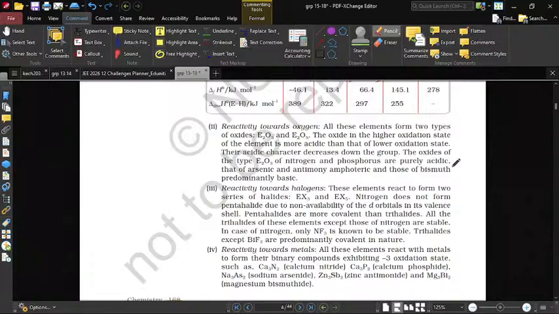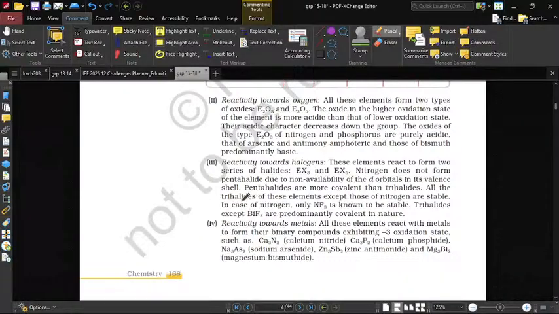Reactivity towards halogens. These elements react to form two series of halides, EX3 and EX5. Nitrogen does not form pentahalides due to the non-availability of d orbitals in its valence shell. Pentahalides are more covalent than trihalides. All the trihalides of these elements, except those of nitrogen, are stable. In case of nitrogen, only NF3 is known as stable. Trihalides, except BiF3, are predominantly covalent in nature.